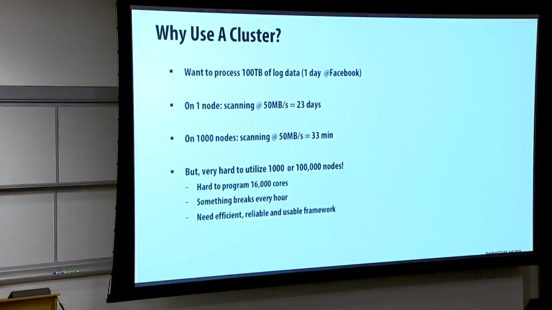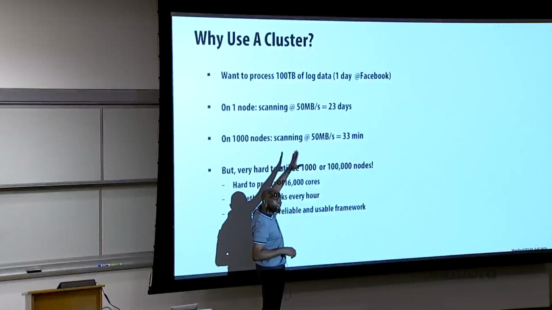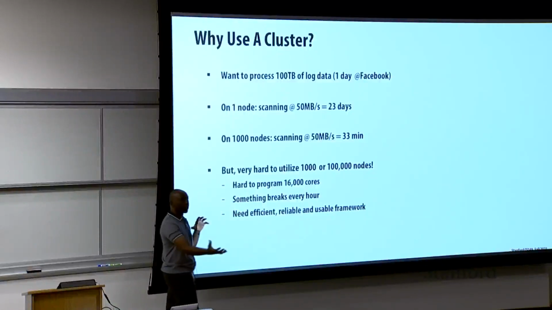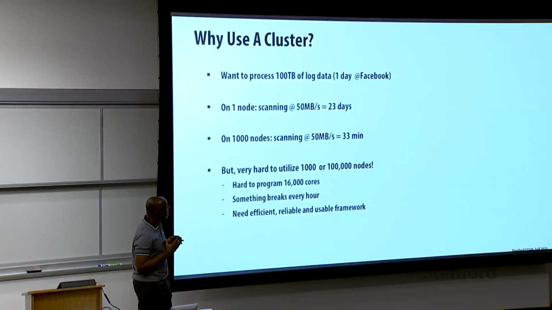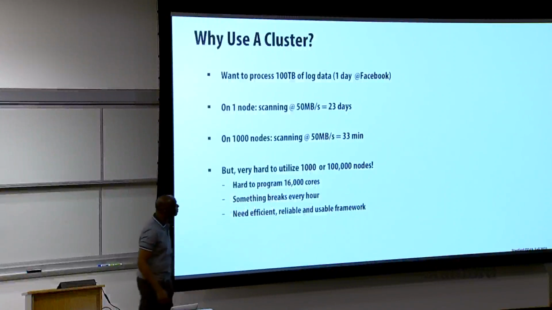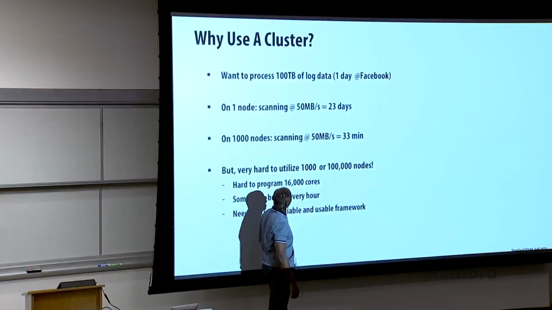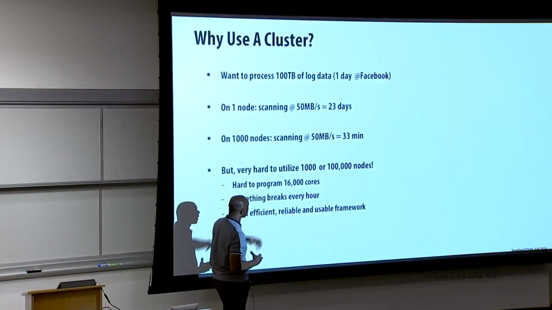So the main motivation is, why would you want to use a cluster of machines as opposed to a single machine? The key thing, of course, is if you want to process huge amounts of data, hundreds of terabytes, for instance the log data from a large website like Facebook. You could do it with a single node, and your performance would be limited by the I/O rate, the bandwidth to the disk. With a single node, it would take you 23 days at a rate of 50 megabytes per second. But if you had 1,000 nodes, then you have a thousand-fold speedup in the bandwidth from your storage system, and so that goes down to 33 minutes.